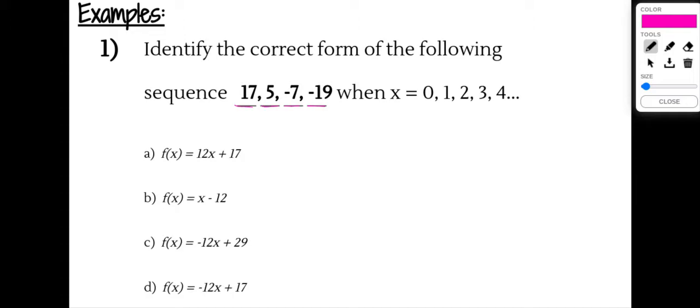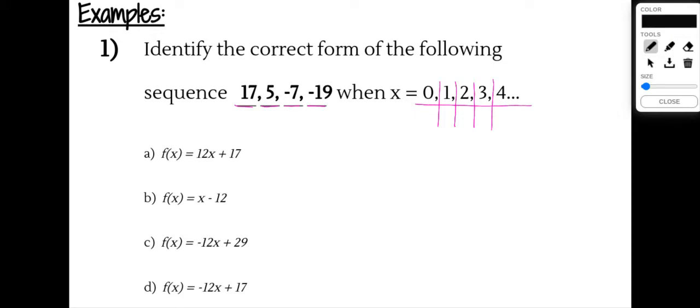Now, what's important to note is that this sequence was formed when x equals 0, 1, 2, 3, and 4. So when I plug in 0 into one of these function rules, I get the first term in the sequence there, 17. And then when I plug in the number 1 into the function rule, I would get the next term in the sequence. So in order to organize this, I think it might be helpful if I create a table. I'm going to show you why this is helpful, and then I think you're going to want to do the same thing.